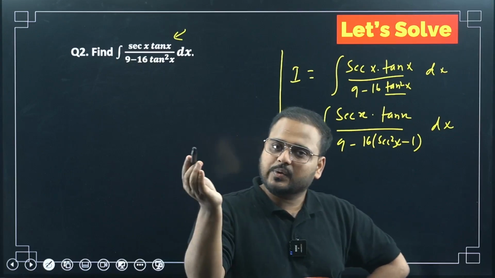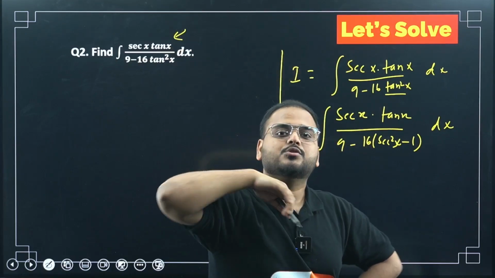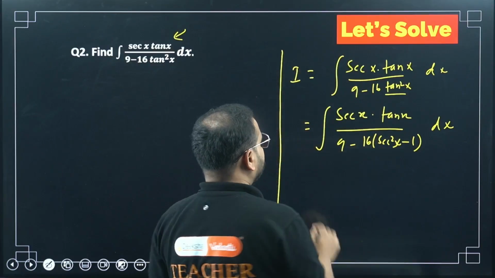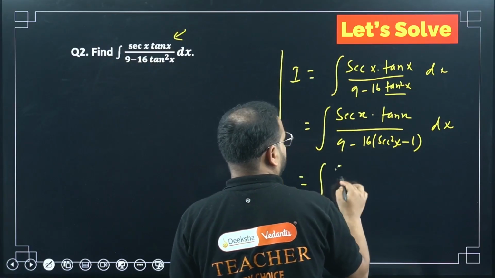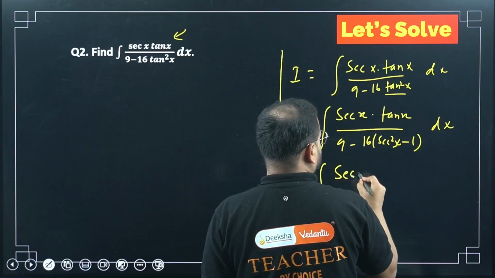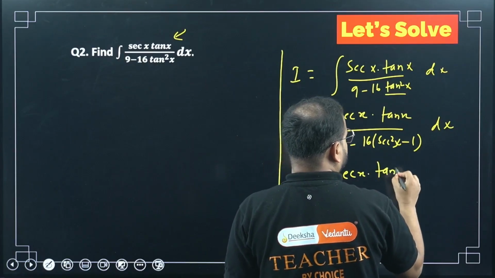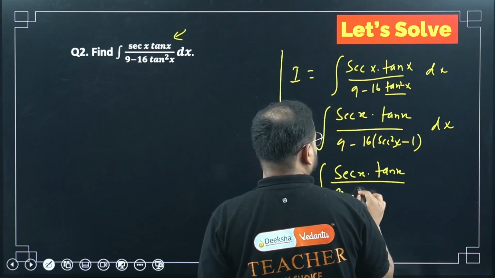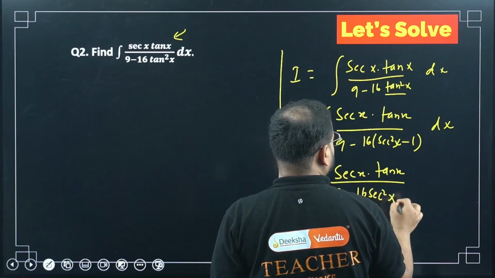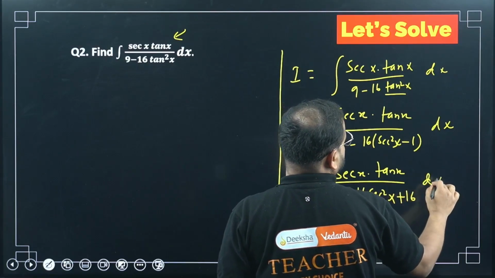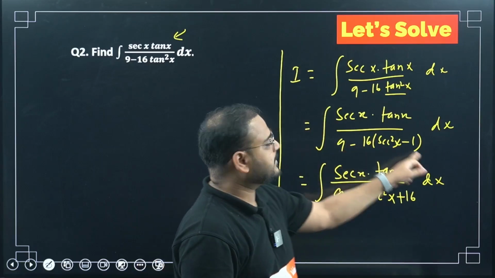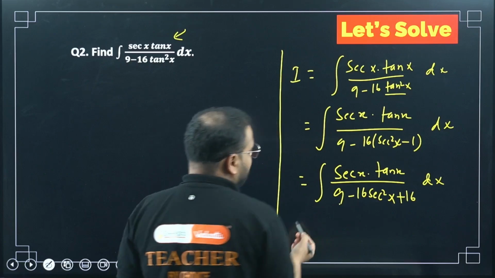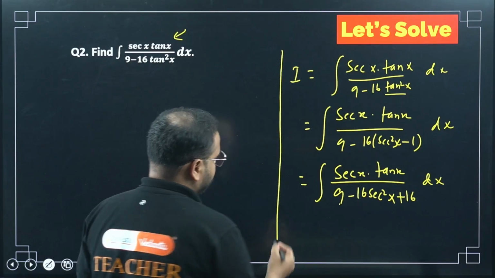Yes, the identity: 1 plus tan square is sec square. So tan square is, bringing 1 to the other side, sec square minus 1. Same thing we have written here. Okay, please check. sec x tan x, expand this over here, you'll get 9 minus 16 sec square x plus 16 dx. Yes or no? Minus 16 times minus 1 is plus 16. 16 plus 9 will be what? 25. So my integration I will look like this.